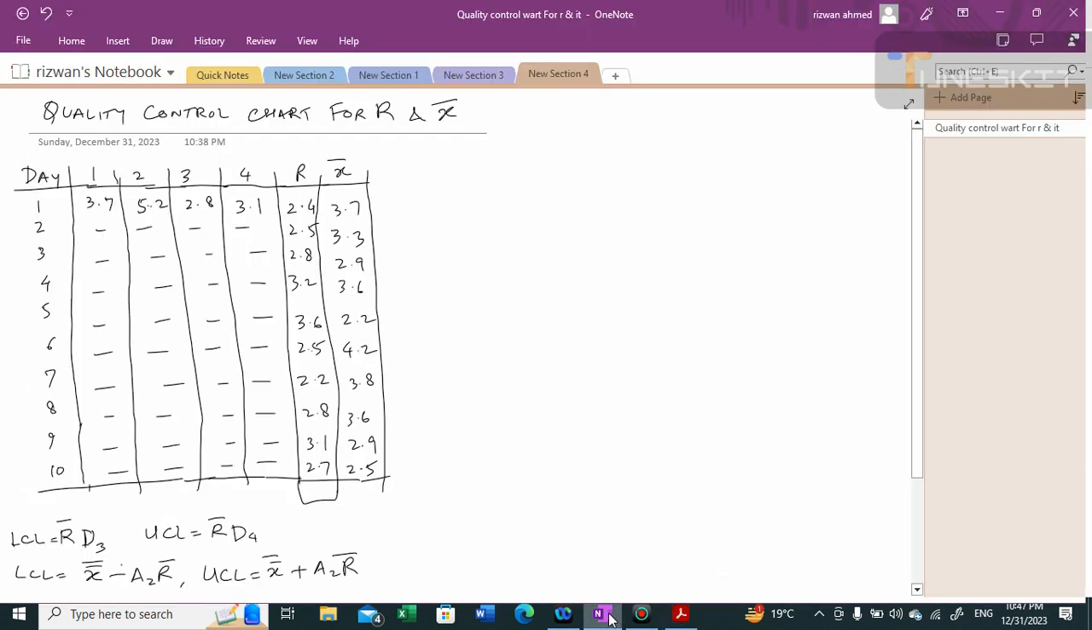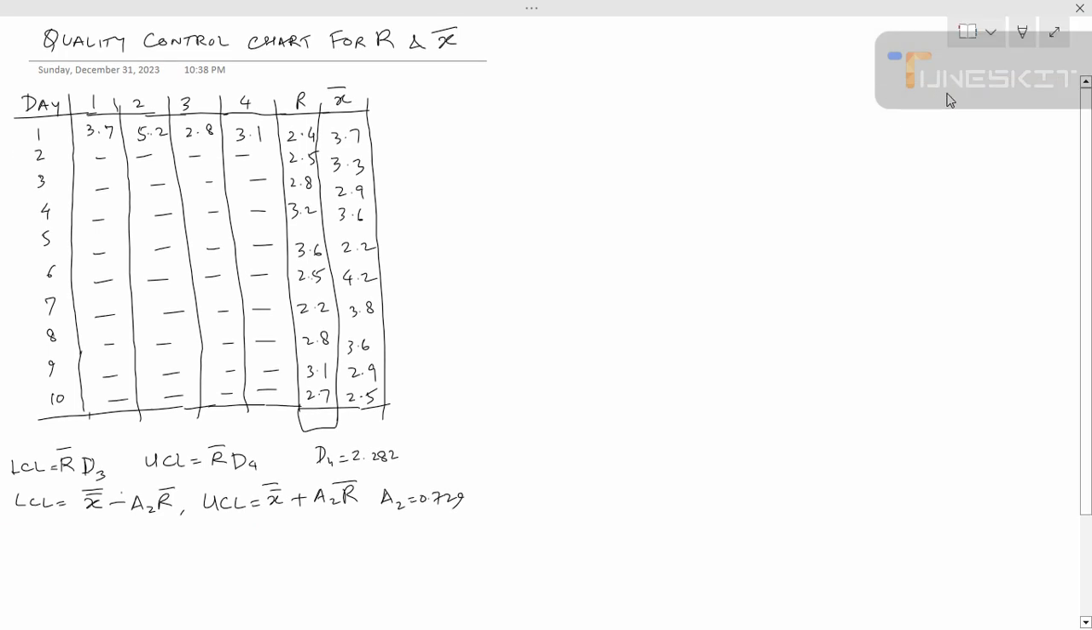So I'm going to write down these values. D3 value does not exist. D4 value is 2.282 and A2 value is 0.729. So we can now work out the lower control limit and upper control limit for the R chart. LCL is equal to R bar times D3 and UCL is R bar times D4.